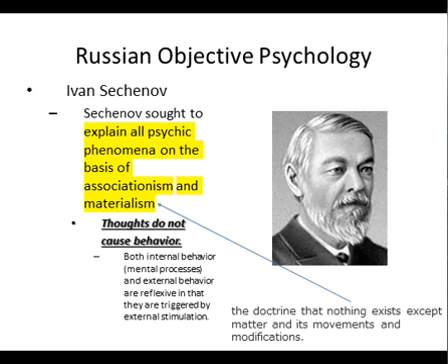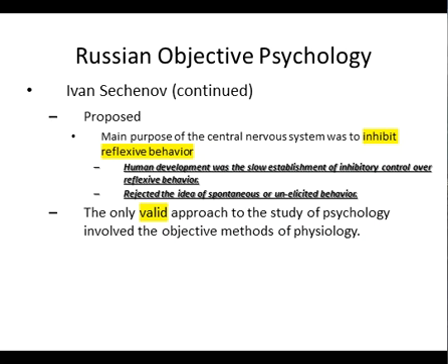So the idea here is that all psychic phenomena are based on associationism and materialism. It all comes from sort of physical or biological entities. So Sechenov proposed the main purpose of the central nervous system was to inhibit reflexive behavior. Human development was the slow establishment of inhibitory control over reflexive behavior. So basically, we have these reflexive behaviors, and human development was there to establish control over this. He rejected the idea of spontaneous or unelicited behavior. The only valid approach to the study of psychology involved the objective methods of physiology.